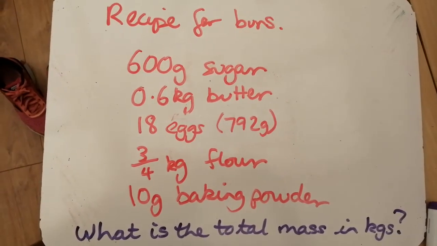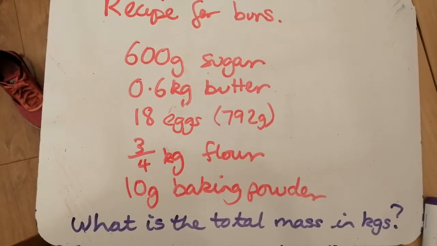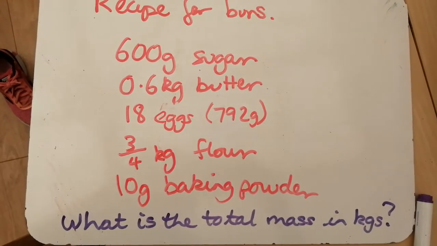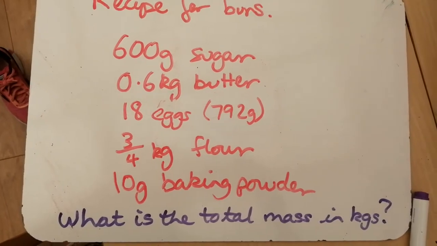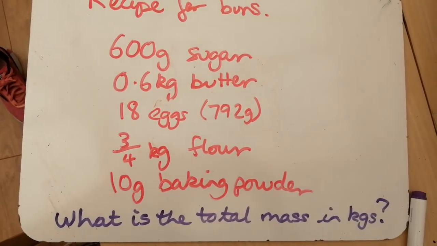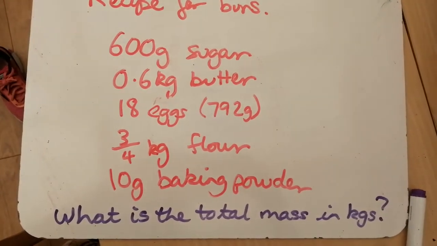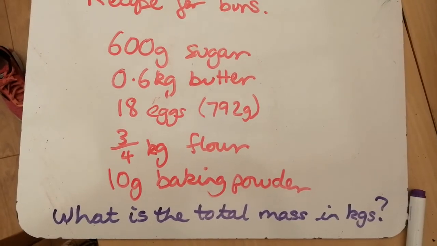Here's a recipe for buns. 600 grams of sugar, 0.6 kilograms of butter, 18 eggs, which gives you a mass of 792 grams. That's a lot of eggs. 3/4 of a kilogram of flour and 10 grams of baking powder. And we need to find out the total mass, it's another word for the weight, in kilograms.